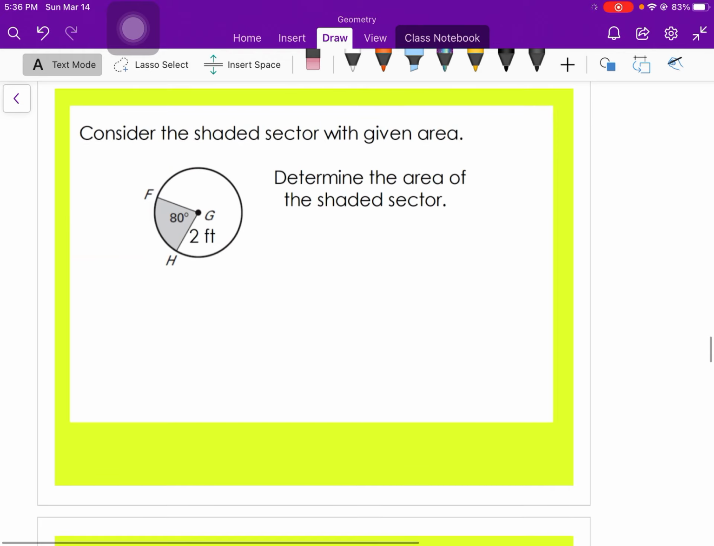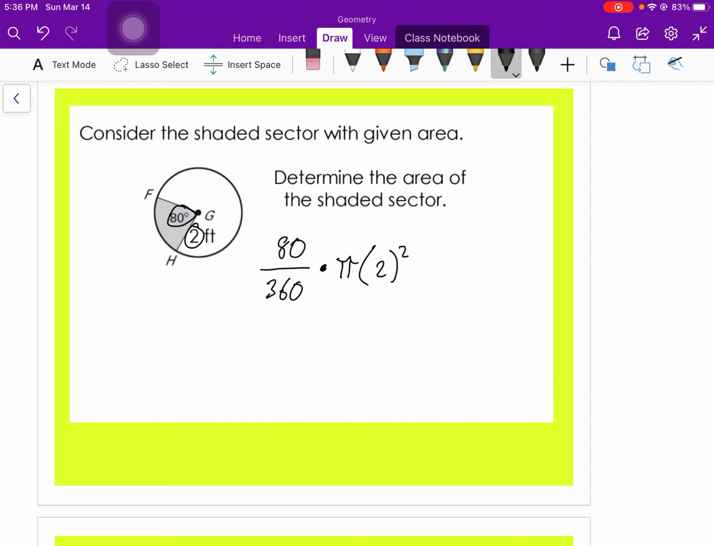All right, hopefully that process isn't too bad. The next one here, consider the shaded sector with the given area. Determine the area of the shaded sector. So again, look for your degree measurement. In this case, we have 80 degrees. So that's out of 360. So we're going to multiply that by pi r squared. So pi, and then it's going to be 2 squared.